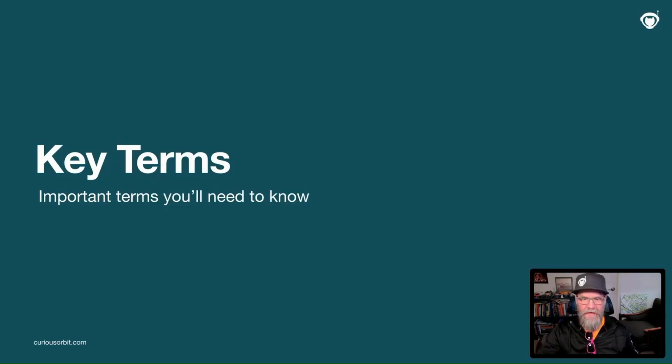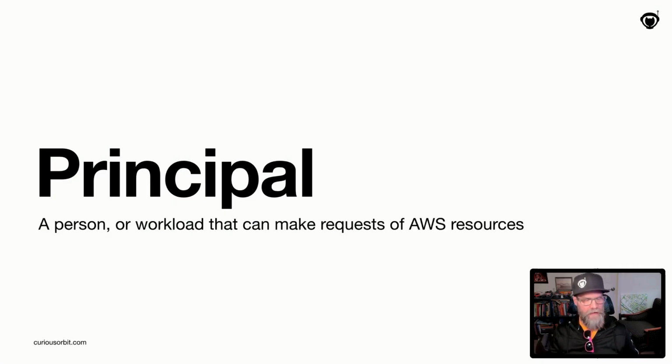All right. Before we get into the details of all these different components, there are two terms. There's a lot more we could talk about here, but I want to point out two important terms that you're going to come across quite often when you're dealing with identity and access management. The first thing you'll see a lot is what's called a principal. A principal is simply a unique identifier for either a person or a workload, and that principal can then make requests to the resources within your account.